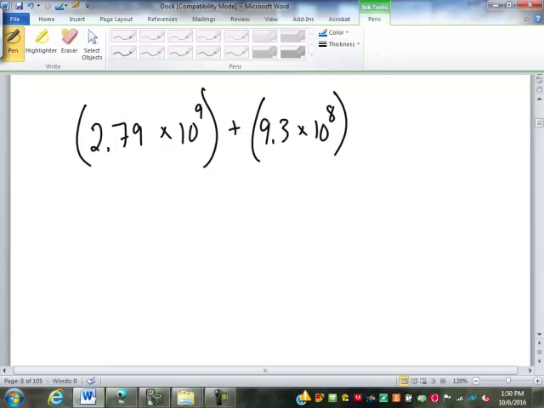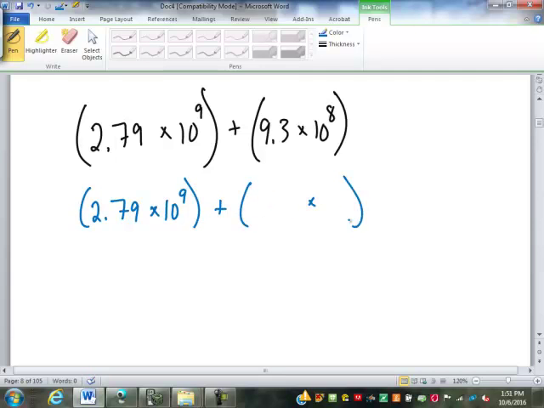Well, yeah, we have to make them the same power of 10. We have to give them the same name, just like with fractions, where we renamed our fractions. When we're adding or subtracting, usually we'll go to the larger name. So the 2.79 times 10 to the 9th is not going to change.